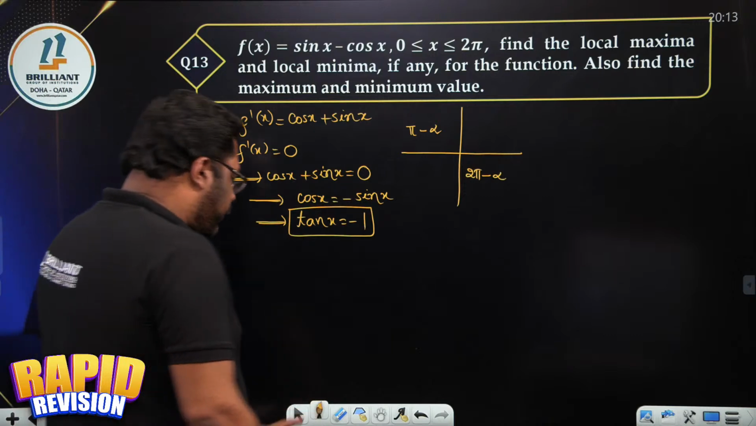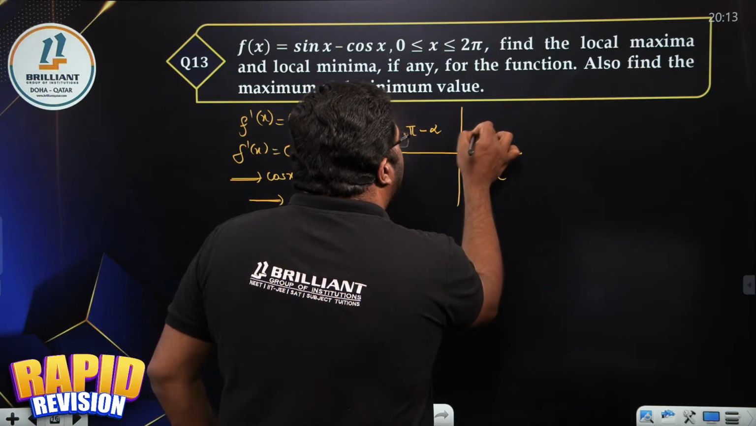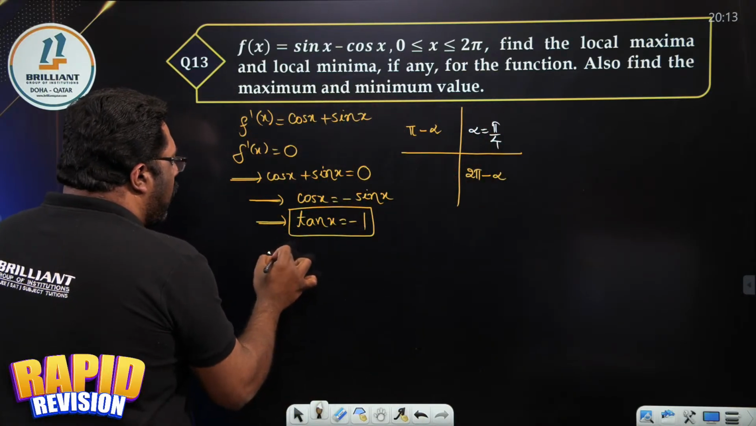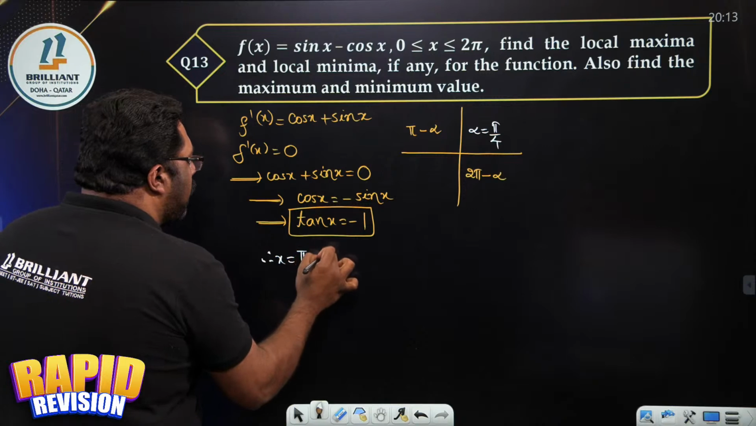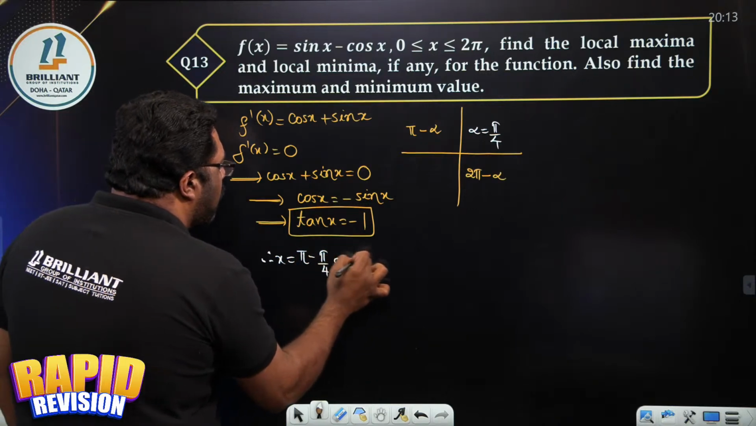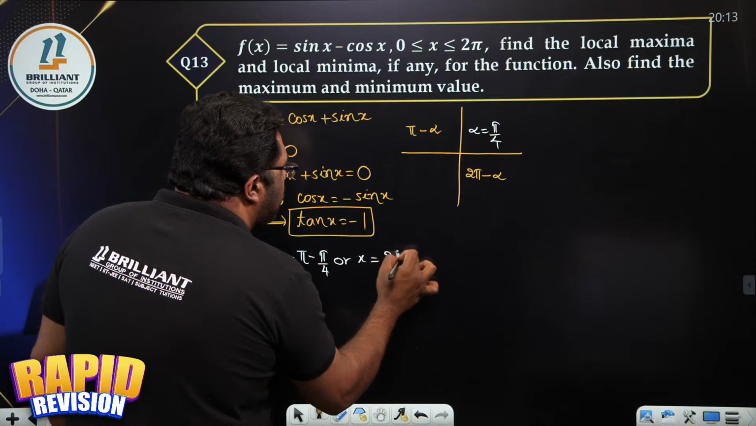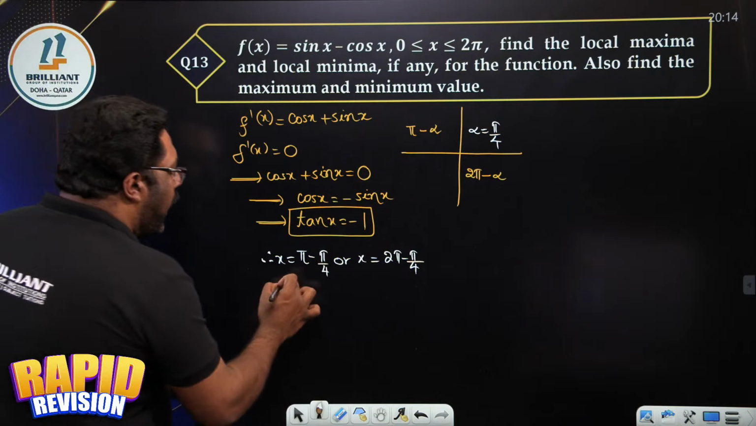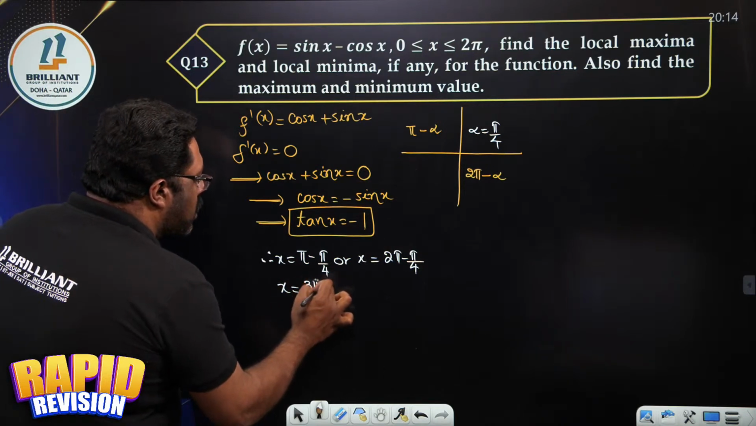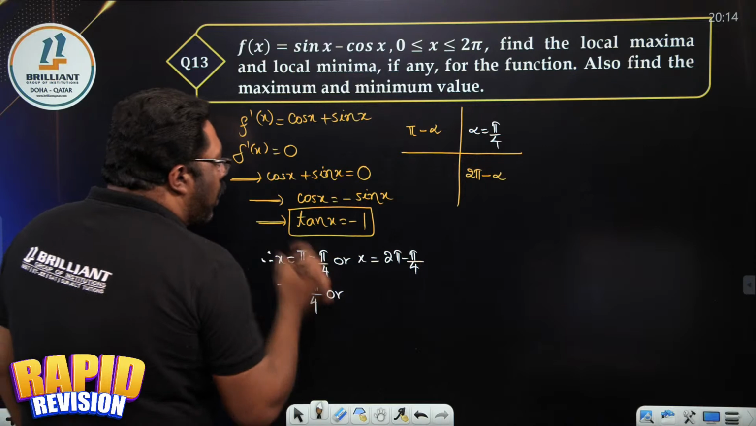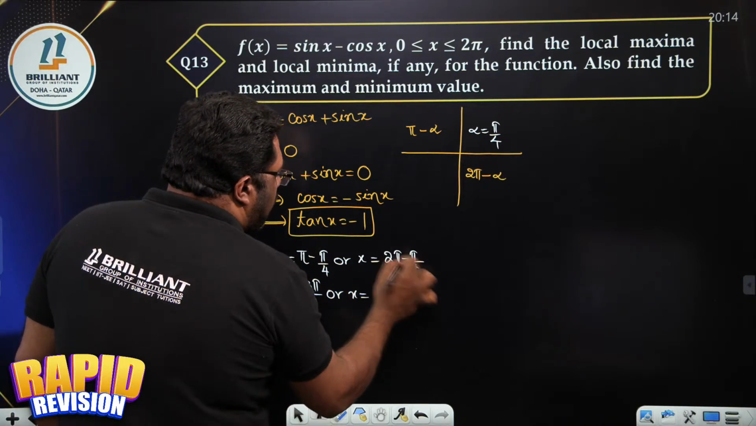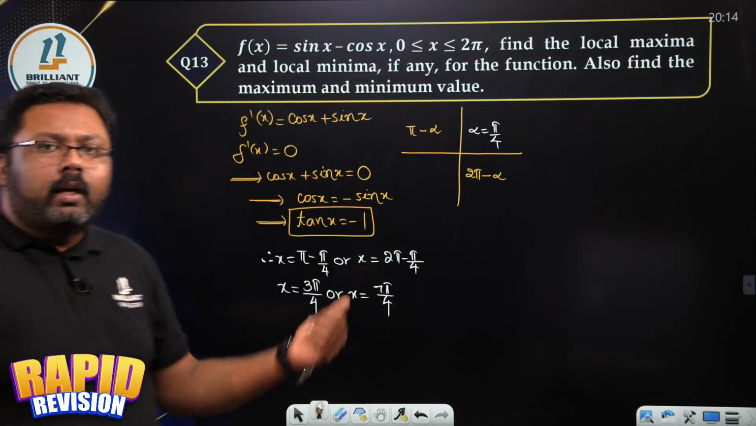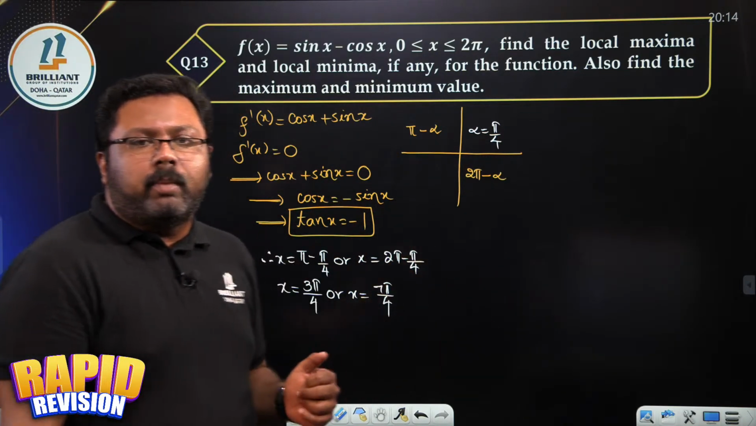And we do know what is alpha. What is alpha, my dears? Alpha is pi by 4. Therefore, x is equal to pi minus pi by 4, or x is equal to 2 pi minus pi by 4. So x is equal to 3 pi by 4 or x is equal to 7 pi by 4. I got two critical points, but I don't know which one is maxima and which one is minima.